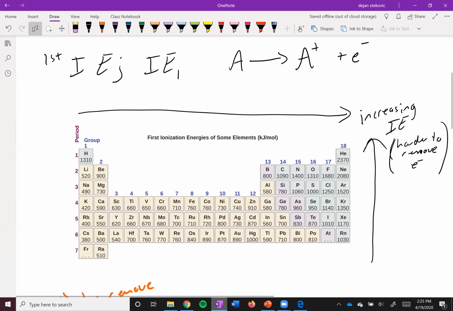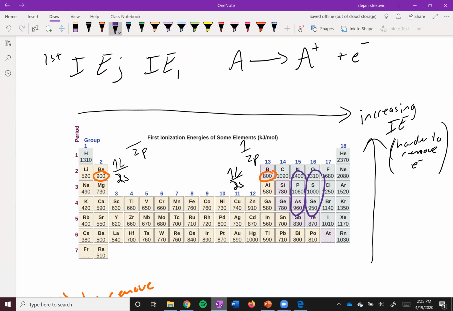You do have to be a little bit careful. There are some exceptions. So for example, we go from beryllium being 900 to boron over here being 800, which is less, not more. If you think about what's going on there, here you have this 1s orbital. And then here you're beginning to fill the 2p, after the 2s. And so you're putting this electron in a higher energy level, and so it's easier to remove than you would expect. And then the same thing with these trends over here.